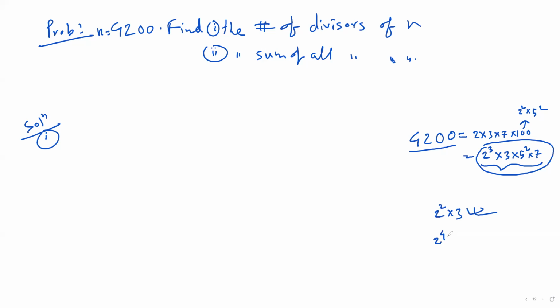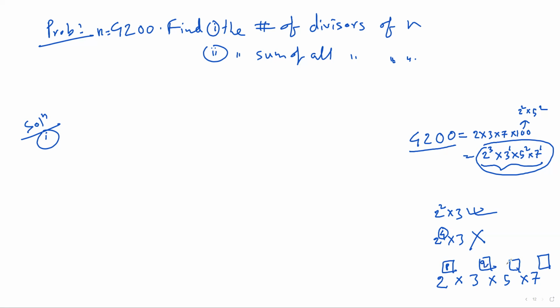But if I wrote 2 to the power 4 times 3, this would not qualify because even though we have a 3 here, we do not really have 4 2's in the factorized form of 4200. The highest number of 2's 4200 contains is 3. So you cannot have a power of 2 greater than 3. In fact, these powers are the highest possible powers that any factor of 4200 can contain. So technically, any factor of 4200 should look like this: 2 to the power something times 3 to the power something times 5 to the power something times 7 to the power something.